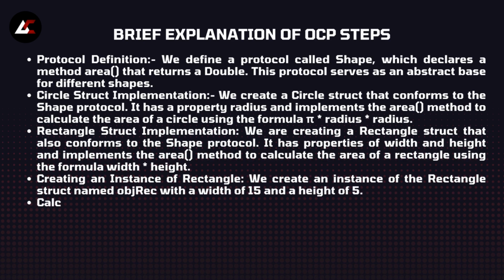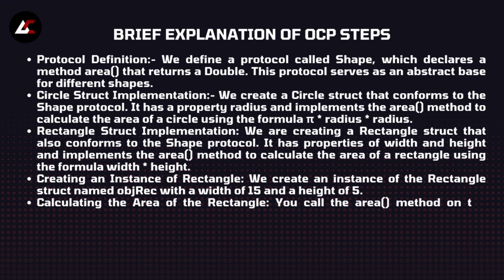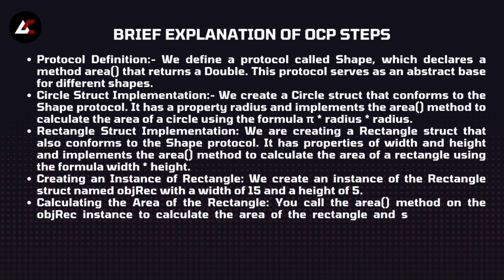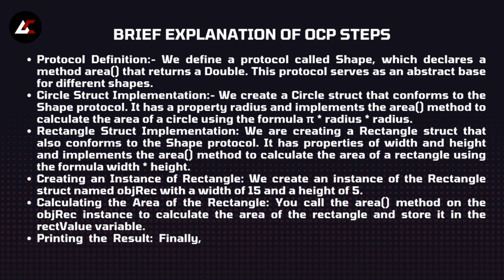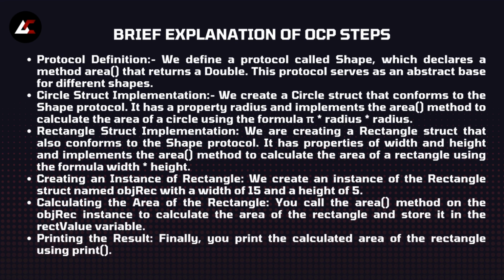Creating an instance of Rectangle, you create an instance of the Rectangle struct named rect with a width of 15 and a height of 5. Calculating the area of the rectangle, you call the area method on the rect instance to calculate the area and store it in the rectangleValue variable. Print the result. Finally, you print the calculated area of the rectangle using a print statement.